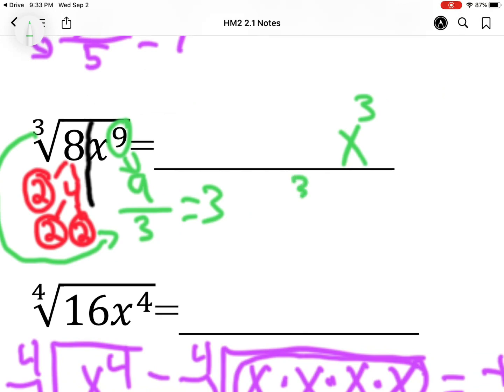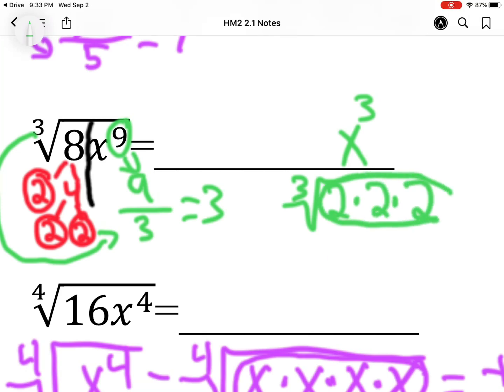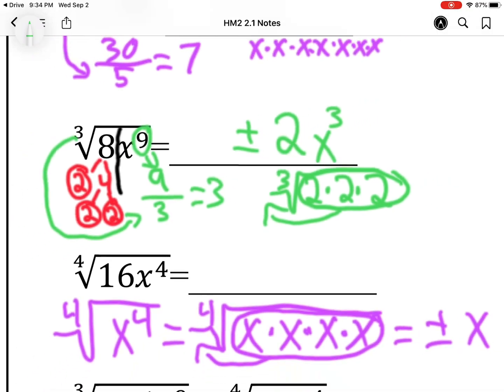And for my 8, I have third root of 2 times 2 times 2. Group 3 2's together and then move them out so it becomes a single 2. And we throw that plus or minus out front.